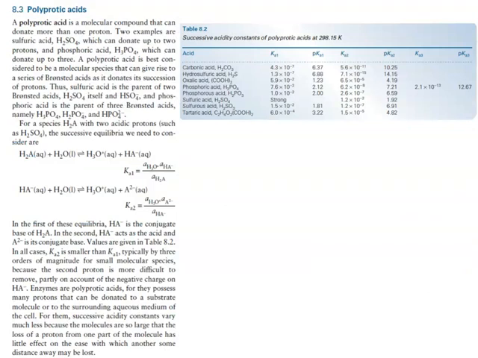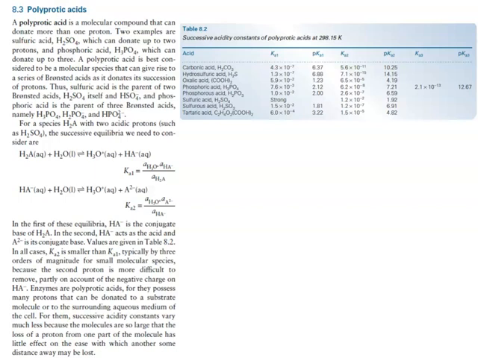Now, moving along to polyprotic acids. A polyprotic acid is a molecular compound that can donate more than one proton, meaning it has more than one acidic proton. Two examples are sulfuric acid, H2SO4, which can donate up to 2 protons, and phosphoric acid, H3PO4, which can donate up to 3.